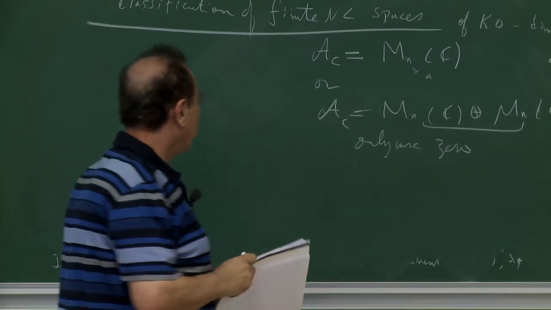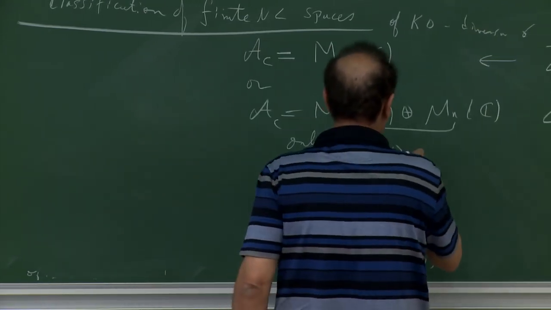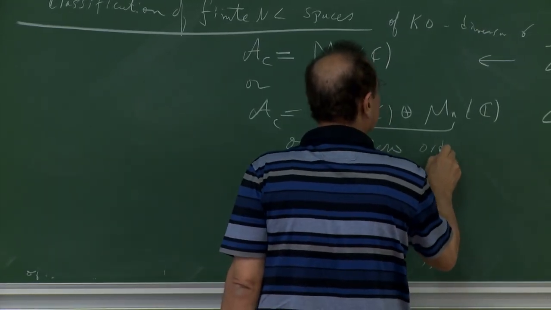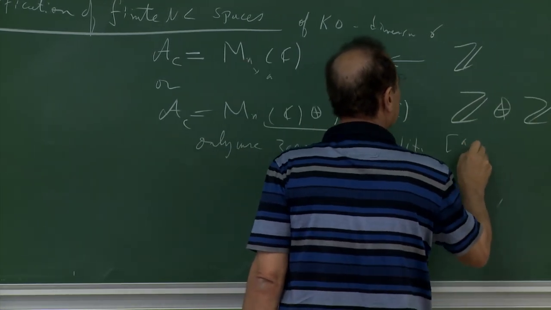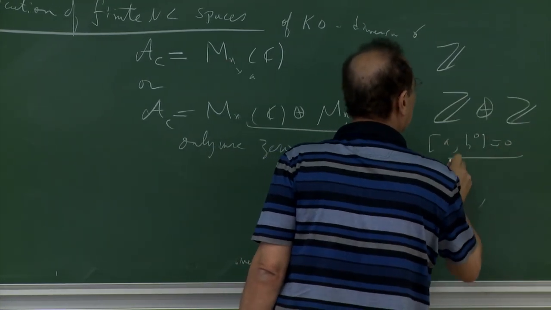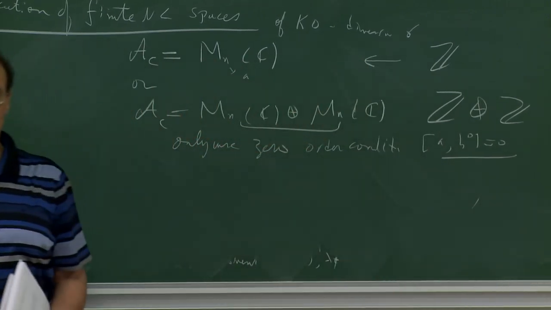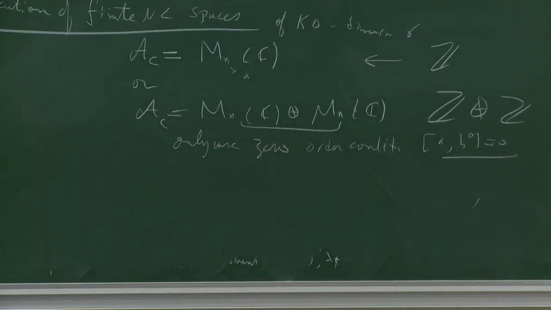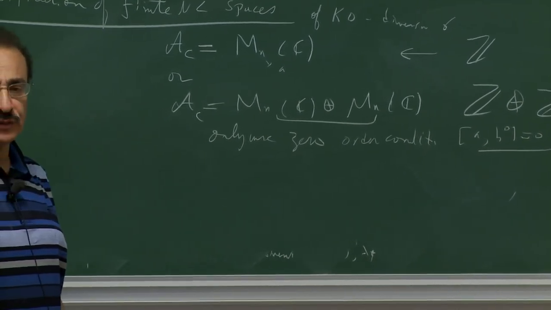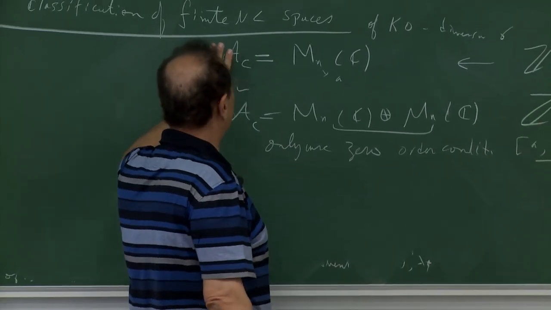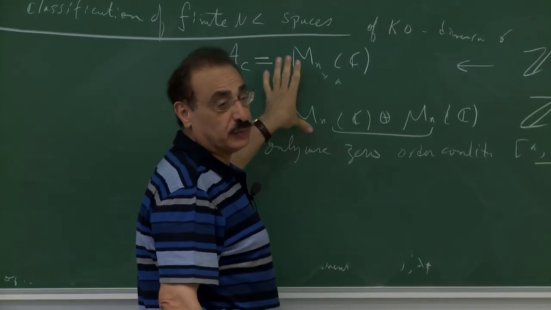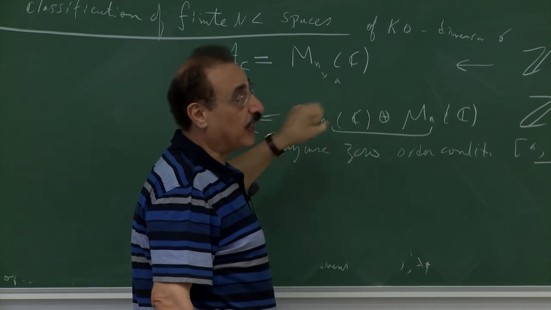So we only use a zero order condition. We didn't use the first order condition. Only this, that left and right commute. Left action, right action commute is all what you need to show that these are the only two possible algebras that are there.